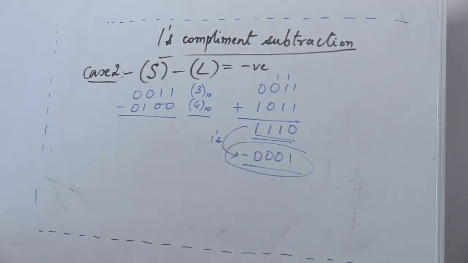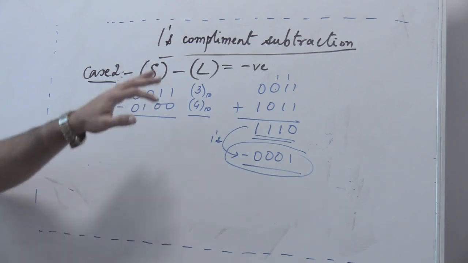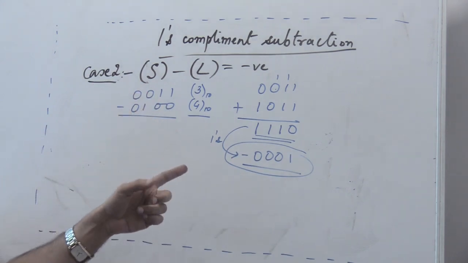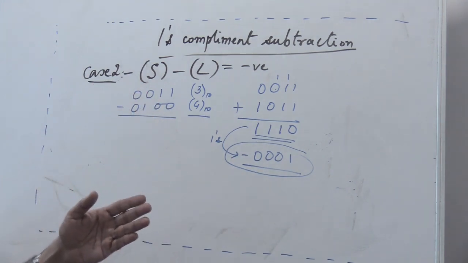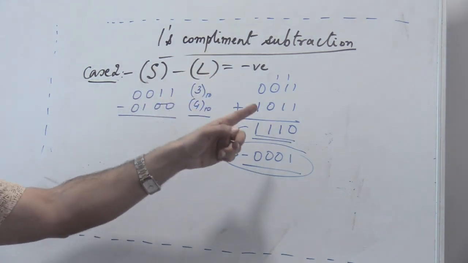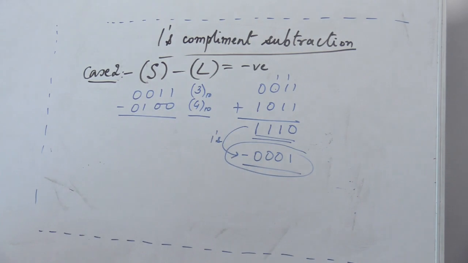So this is the way to subtract two binary numbers using 1's complement. There are two cases. You get larger minus smaller number resulting in a positive number, or a smaller minus larger number resulting in a negative answer.